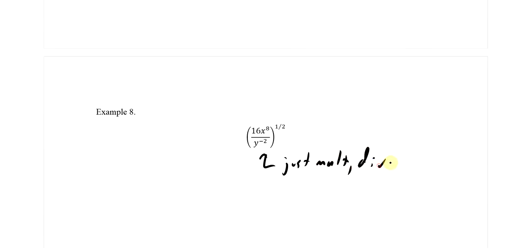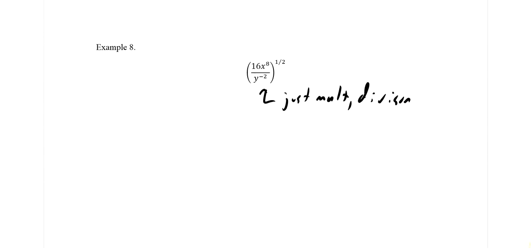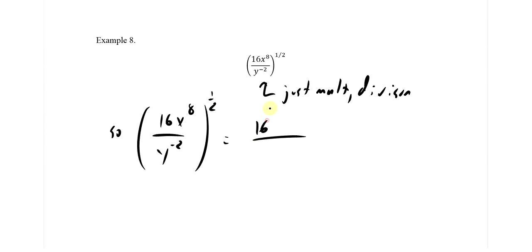Right? No addition or subtraction in there. So that means we can distribute the power. So 16x to the 8 over y to the minus 2, raised to the 1/2 power, is what? That's 16 to the 1/2, x to the 8th to the 1/2, y to the minus 2 to the 1/2.